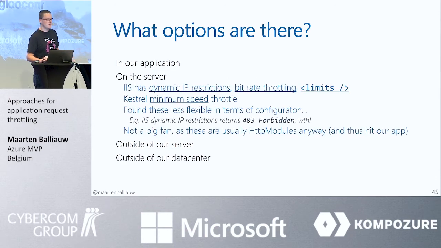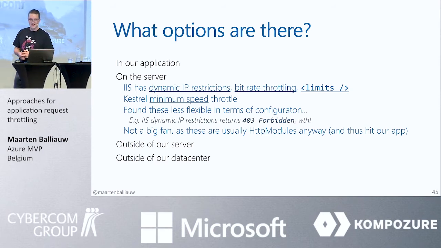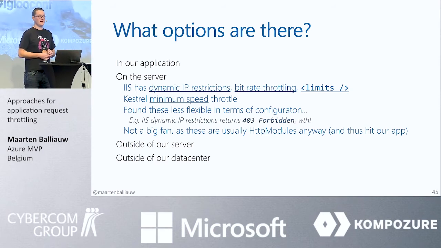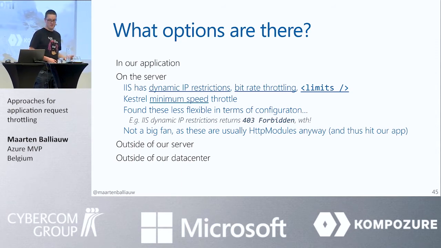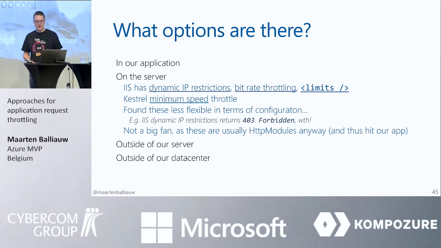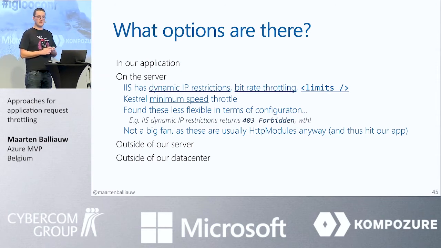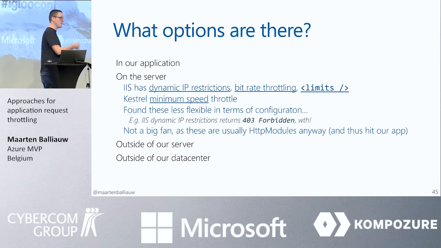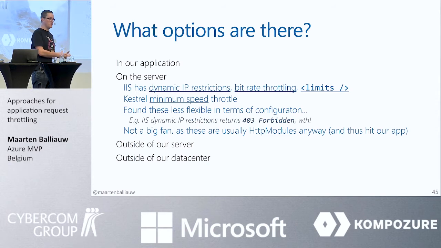Another option is filtering on the server. IIS has a couple of modules that allow you to do request throttling. However, I find them stupid. Why are they stupid? Because they violate a lot of the things that I talked to you about during the talk so far. Because if you enable, for example, dynamic IP restrictions in IIS, they will just filter based on the IP addresses coming in. If there's more than 10 requests from a certain IP address, they will block you.